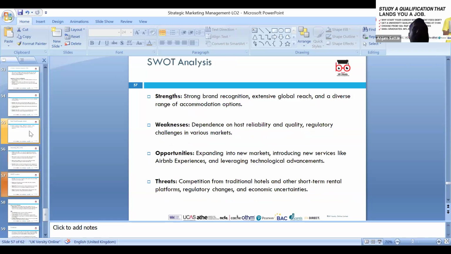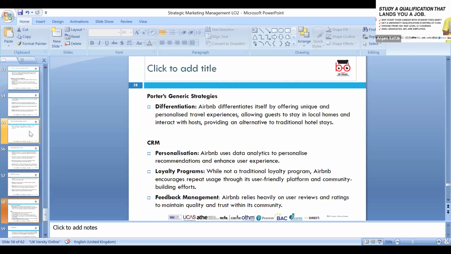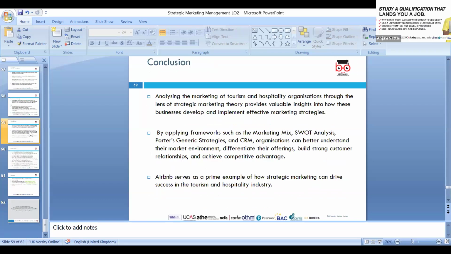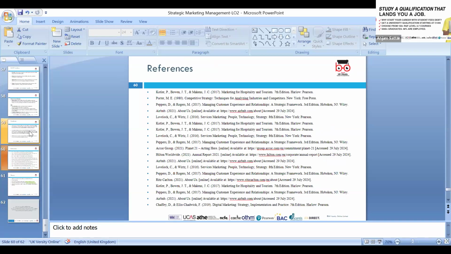In the SWOT, of course, we look at certain weaknesses of the airline, and they plan things accordingly. The area of development they carry on improving. CRM, personalization, loyalty program, and the feedback system. And then, of course, we can look around. These are the key tools that play a key role in an organization achieving its objective.